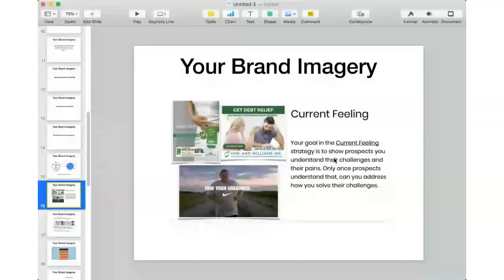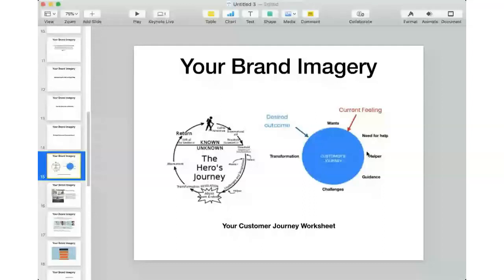And then once the prospect understands that, you put yourself in a position to be able to do this right here. Help them to identify their need for help, become their helper, give them the guidance that they need, walk them through the challenges, and help them to achieve transformation. Everybody with me? Make sure we're all still on track here.